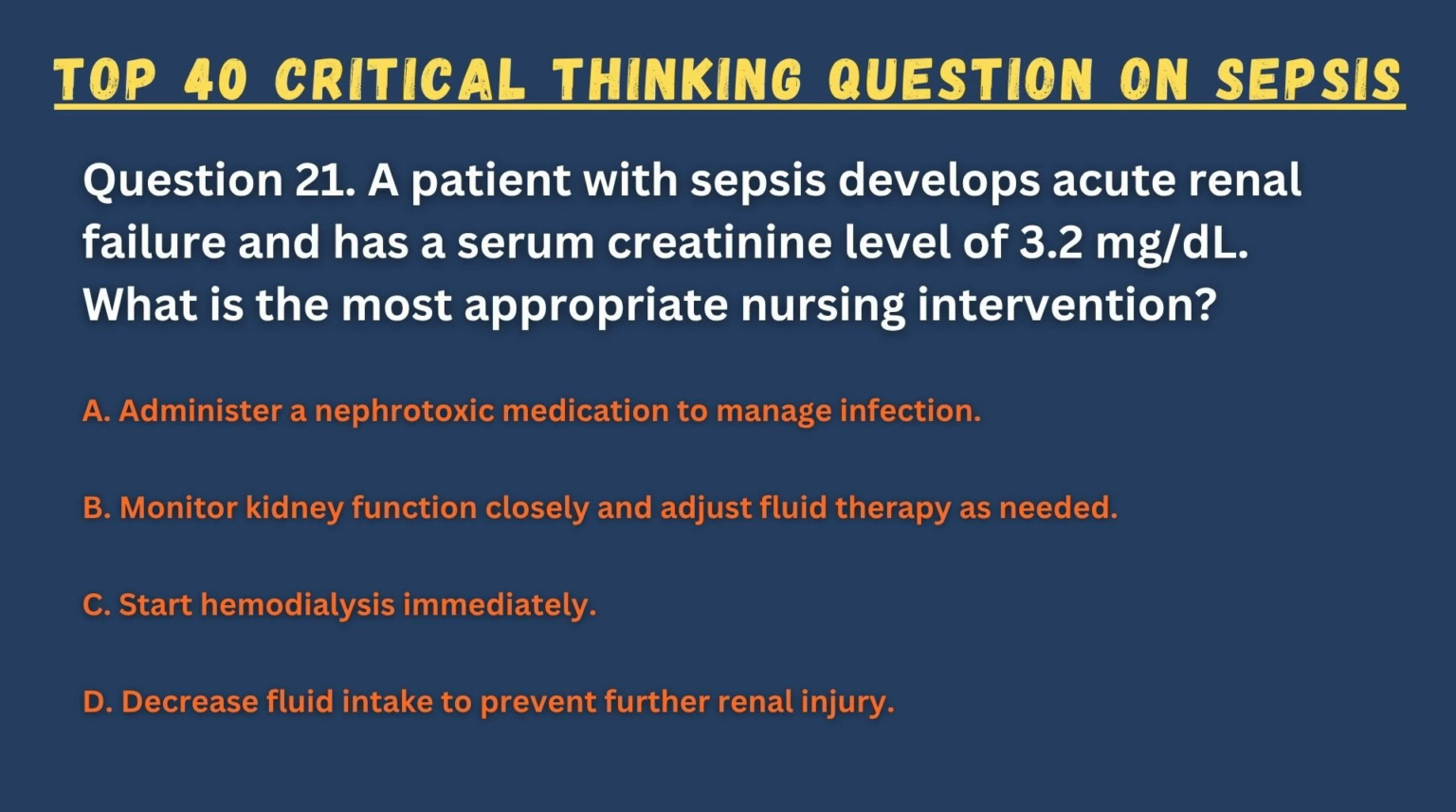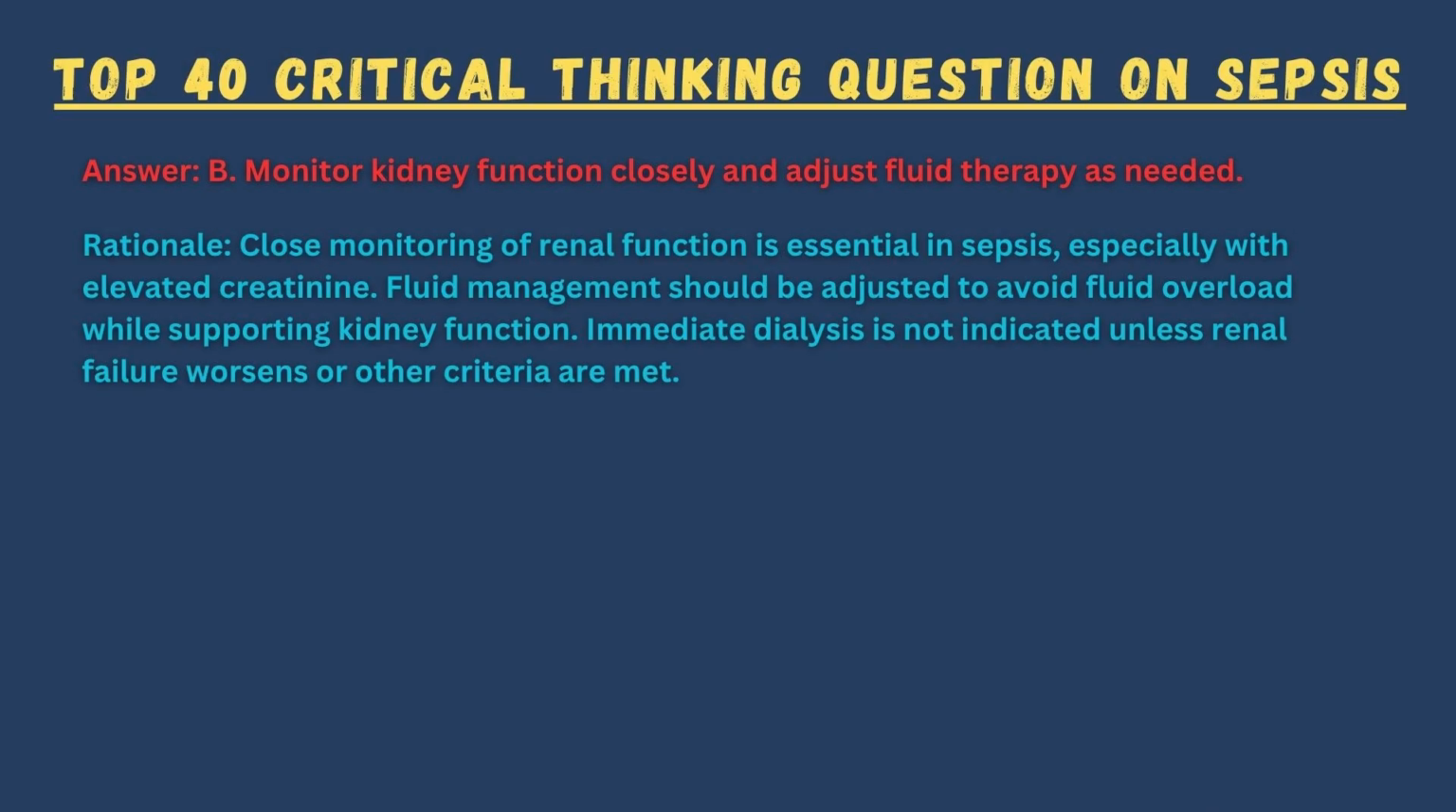Question 21. A patient with sepsis develops acute renal failure and has a serum creatinine level of 3.2 milligrams per deciliter. What is the most appropriate nursing intervention? A. Administer a nephrotoxic medication to manage infection. B. Monitor kidney function closely and adjust fluid therapy as needed. C. Start hemodialysis immediately. D. Decrease fluid intake to prevent further renal injury. Answer: B. Monitor kidney function closely and adjust fluid therapy as needed.